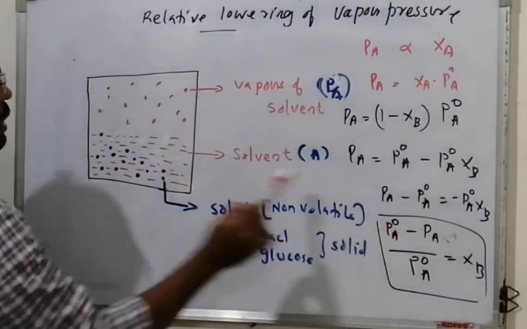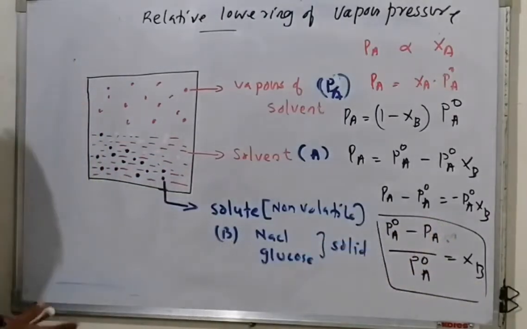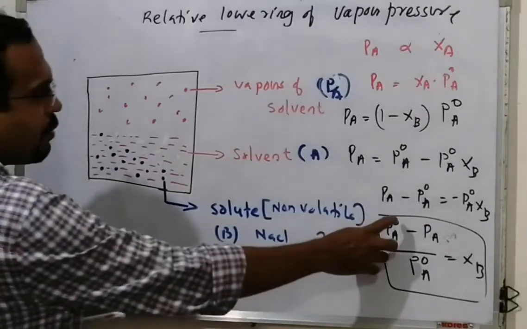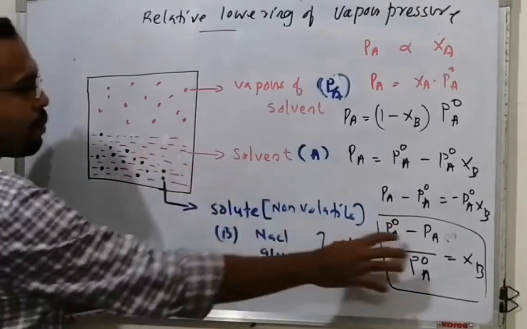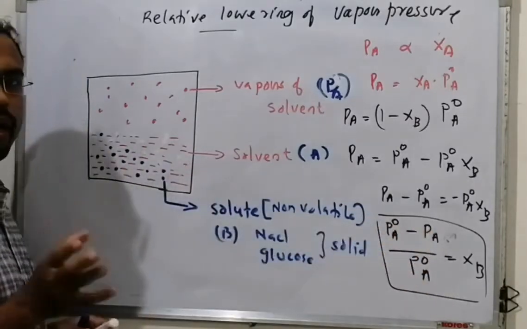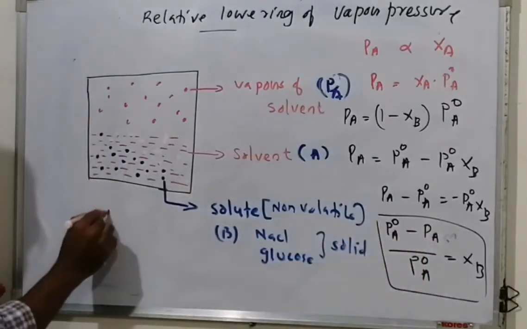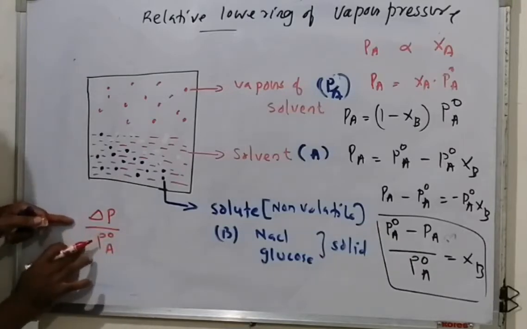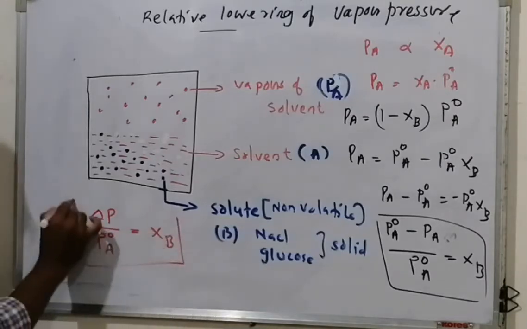What is this? P0A is the vapor pressure of A when A is alone. PA is the vapor pressure of A above the solution. This is greater than this. Therefore, that is delta P divided by P0A. That is called the relative lowering of vapor pressure, which is nothing but the mole fraction of solute.